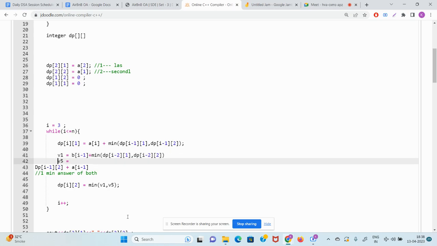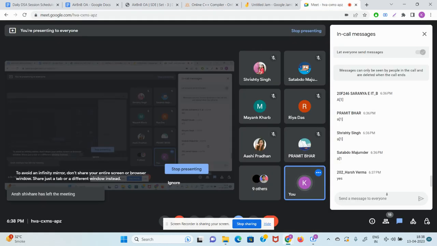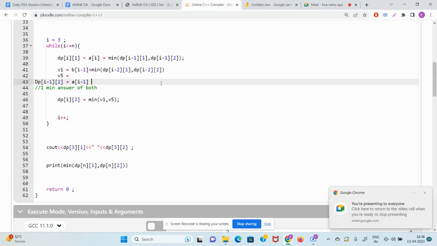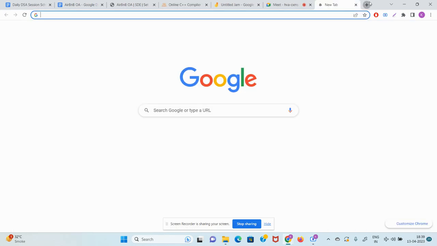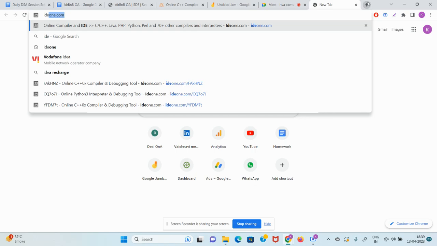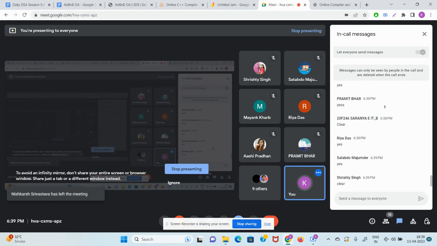Guys, what will be the final answer? What will be the final answer? Print minimum of DP of N of 1 comma DP of N of 2. Clear guys? Clear to everyone? Yeah. So comment A. This was indeed a very hard problem, but we still understood and that's very good. So guys, now I'm just opening IDEON, copy pasting this code. So we have the pseudo code. Yeah. Thank you, Srishti. Thank you, Satabdo.